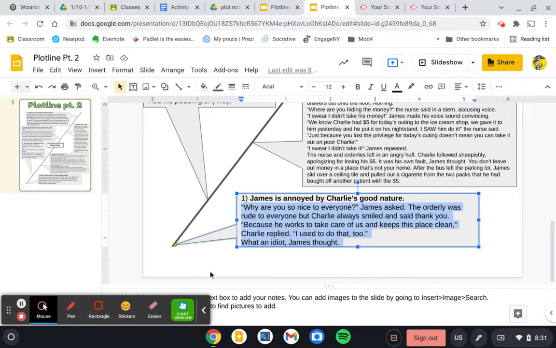James is annoyed by Charlie's good nature. "Why are you so nice to everyone?" James asked. The orderly was rude to everybody, but Charlie always smiled and said thank you to him. "Because he works to take care of us and keeps this place clean," Charlie replied. "I used to do that too." What an idiot, James thought.